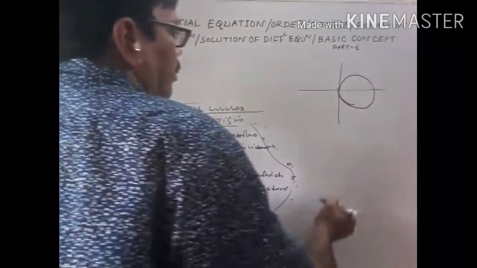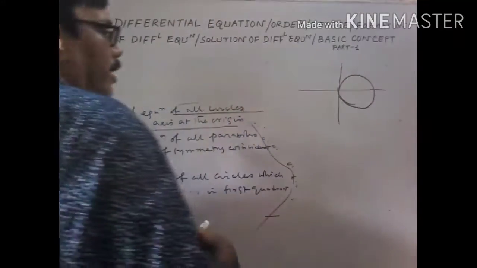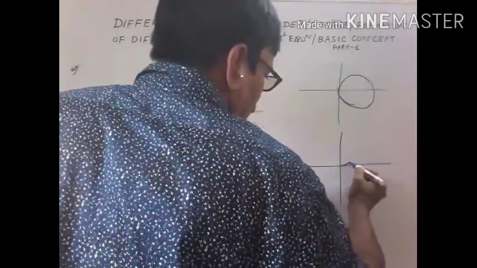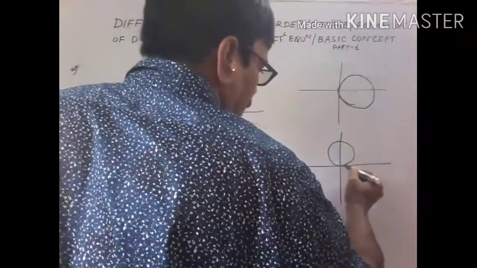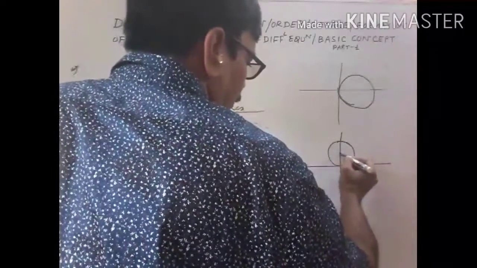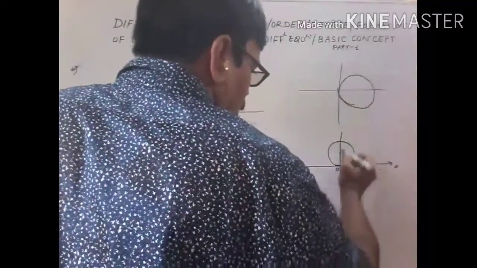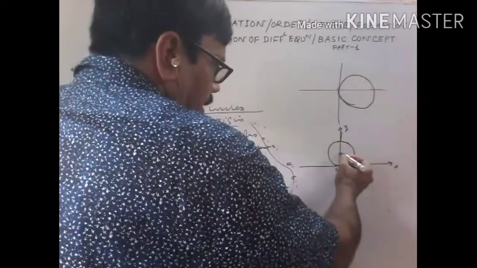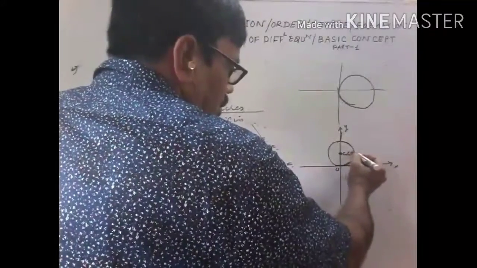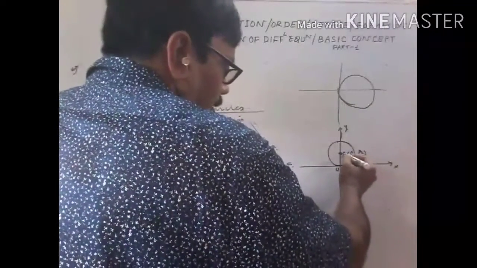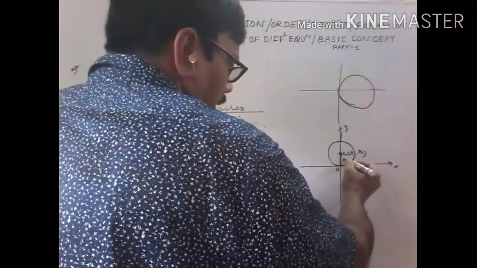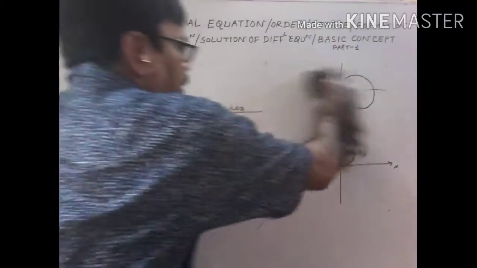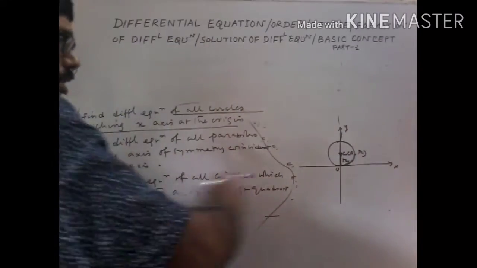Touching the x-axis at the origin. So this is the y-axis and this is the x-axis at the origin. So the figure will be like this. So look, touching the x-axis at the origin, from the figure it is obvious that the center lies on the y-axis. So the radius is r, the center is (0, r). So from your idea of coordinate geometry, you can find the equation of the circle.